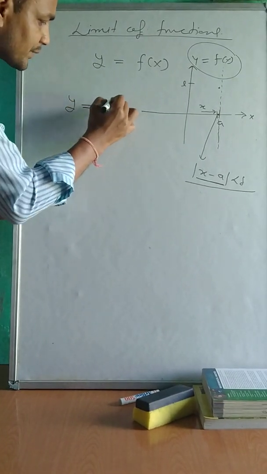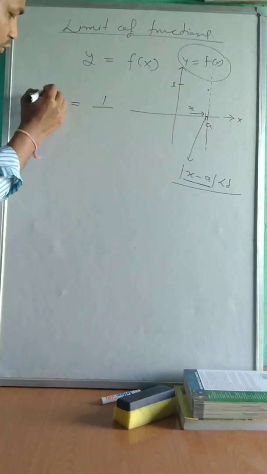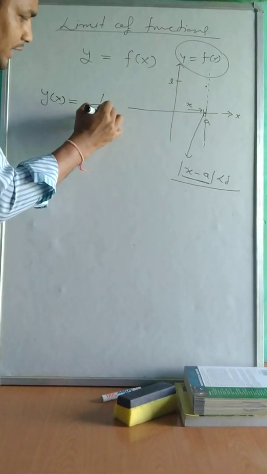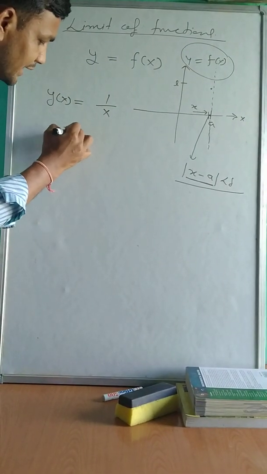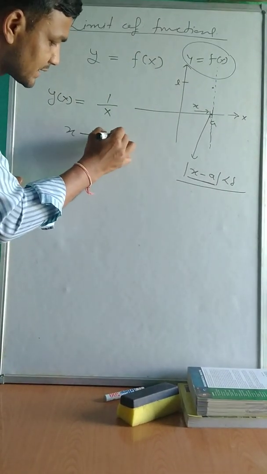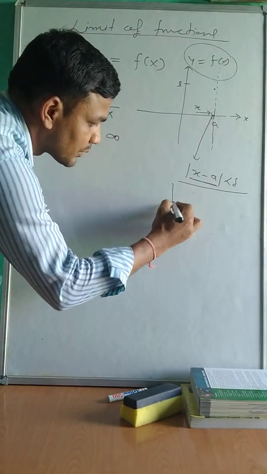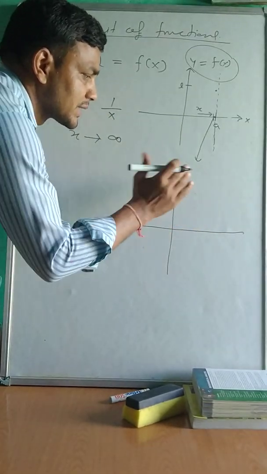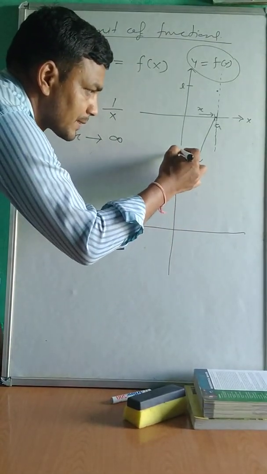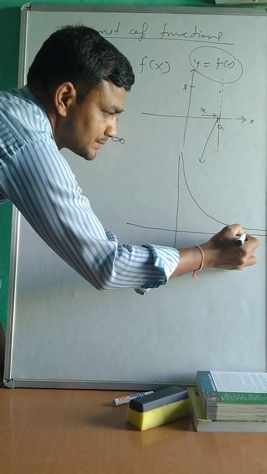y equal to 1 upon x, that is f(x) equal to 1 upon x, when x tends to infinity. Graphically, the graph of 1 upon x is this. This is the graph of 1 upon x.